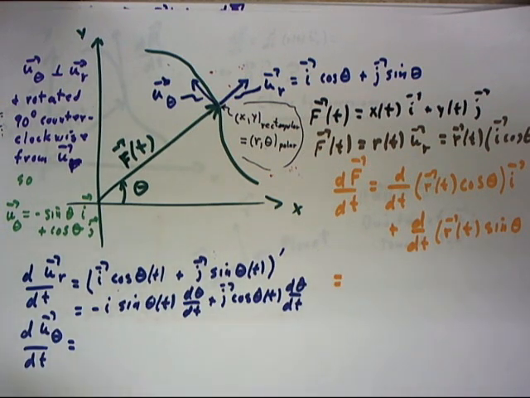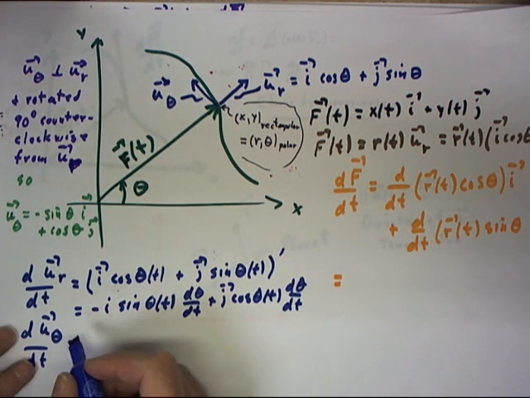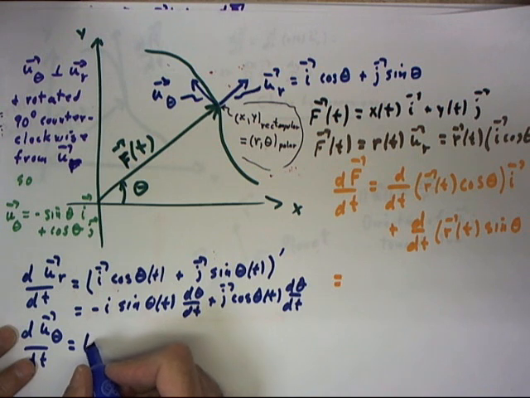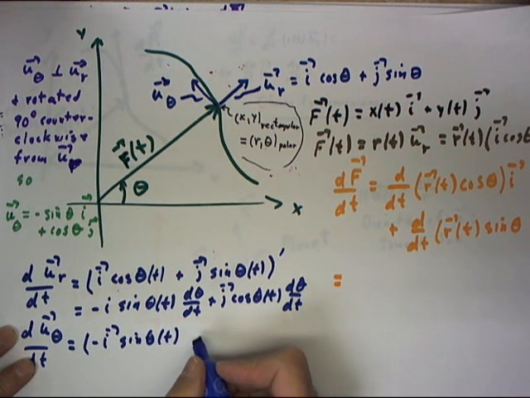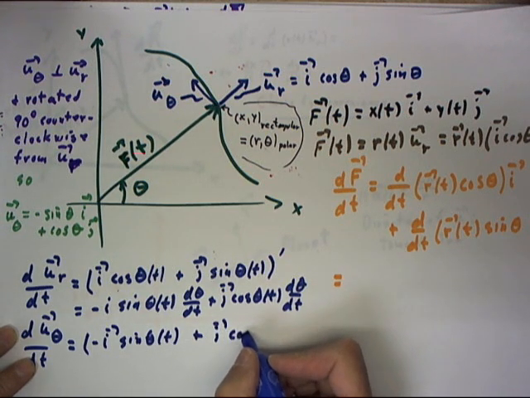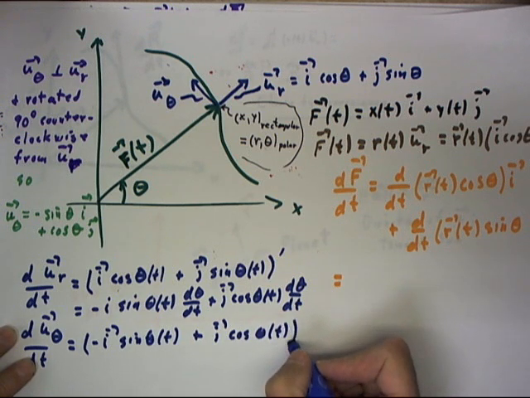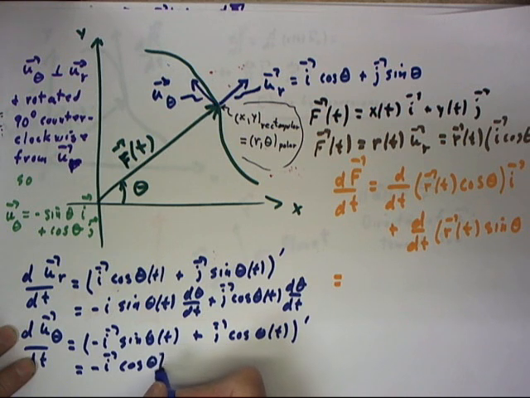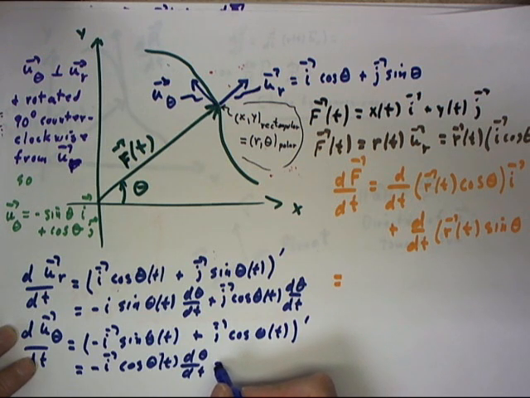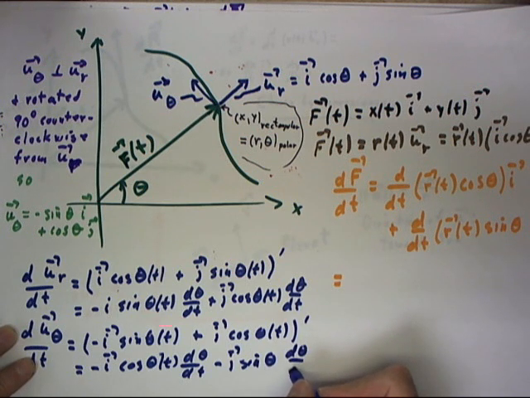Okay, the derivative of u_theta with respect to t is the derivative of negative i sine theta of t plus j cosine theta of t, and that's going to be negative i cosine theta of t d theta dt minus j sine theta d theta dt, and that's theta of t there.